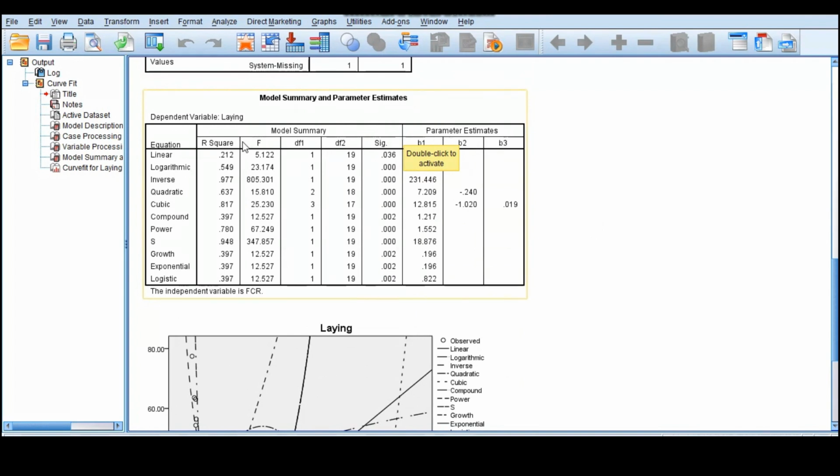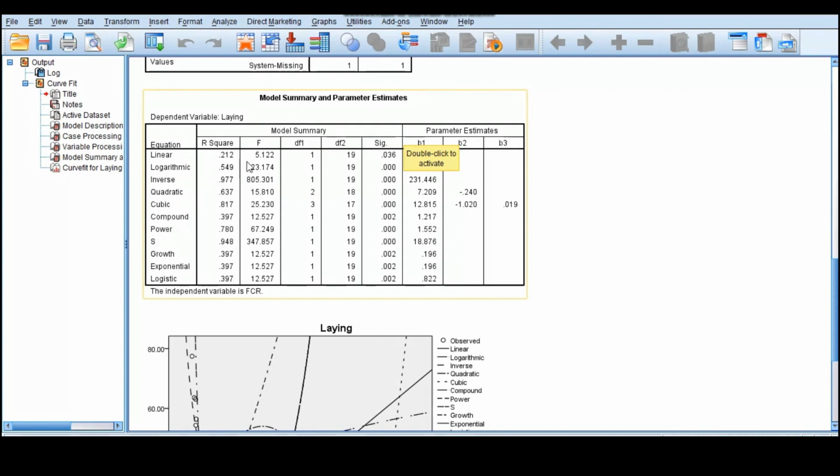But now the good thing with the model summary, you can come back to R square. Remember, R square is the percentage of variation that can be explained. You can see that linear, despite it being significant, can only account for 21%. Logarithmic can only account for 59%, inverse 97%, which is very high, then quadratic, cubic.